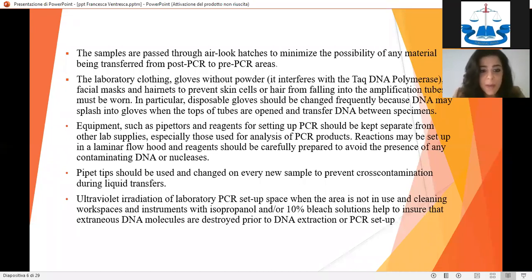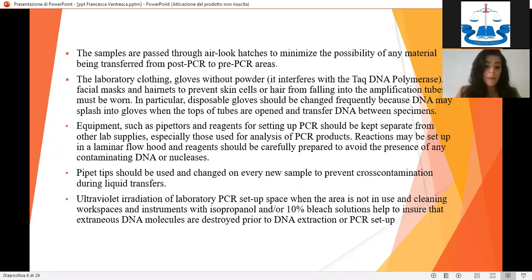Equipment such as pipettes and the reagents for setting up PCR should be kept separate from other lab supplies, especially those used for analysis of PCR products. Reactions may be set up in a laminar flow hood and the reagents should be carefully prepared to avoid the presence of any contaminating DNA or nucleases. Pipette tips should be changed for every new sample to prevent cross-contamination during liquid transfers.